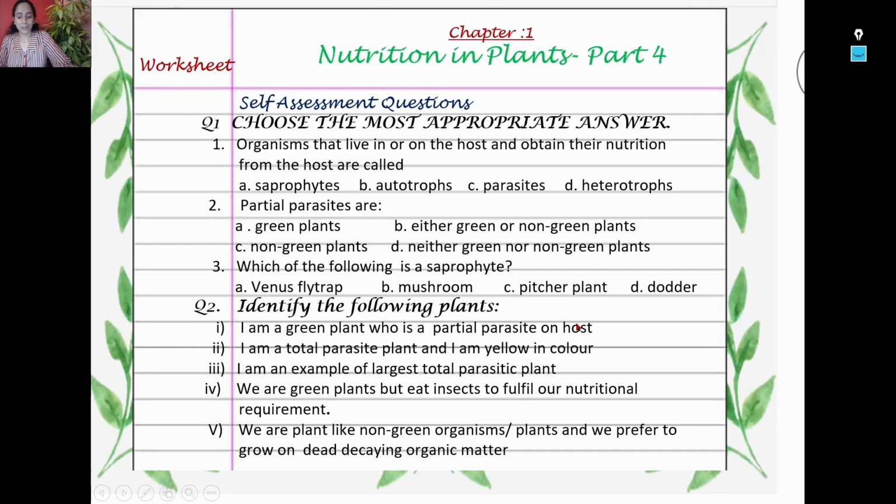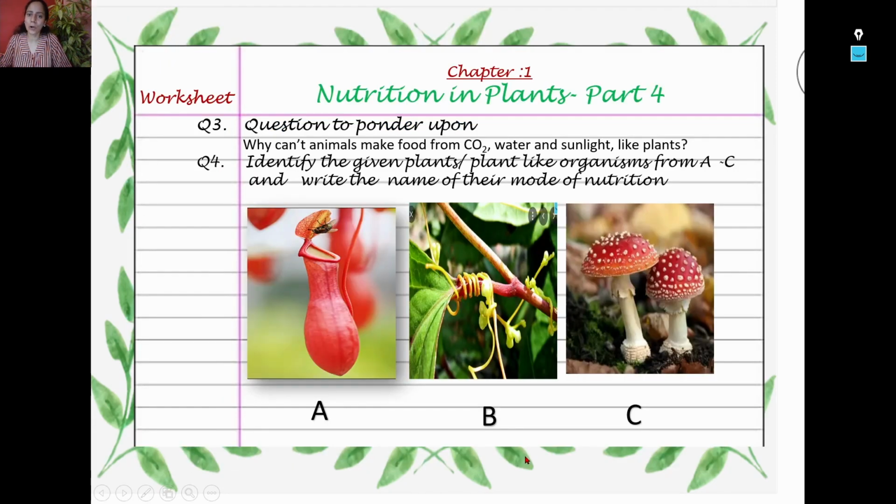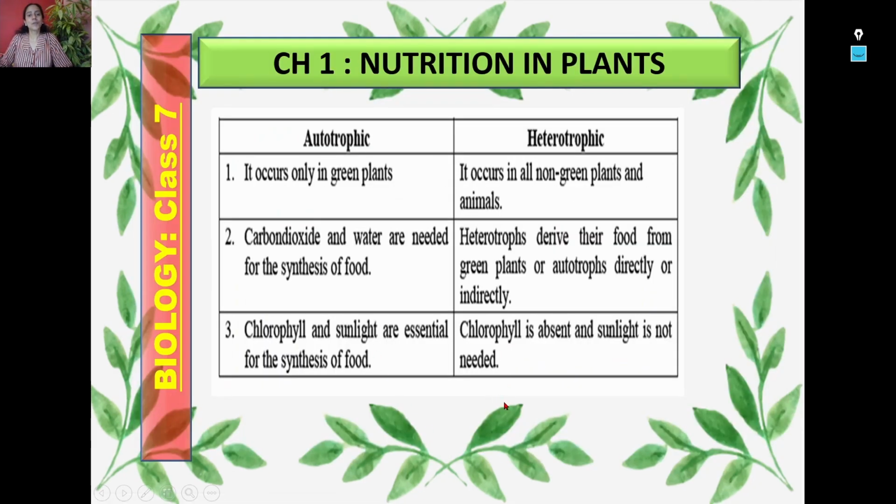So as I told you in the beginning also, my no video is complete without a worksheet also. So I'm sharing one worksheet of 2 pages for self-assessment, and I'm sure if you have seen my video completely, you will be happy to go for self-assessment and come up with correct answers of all these questions which I have prepared for you in the form of a worksheet. So we are through with this chapter, viewers, nutrition in plants.